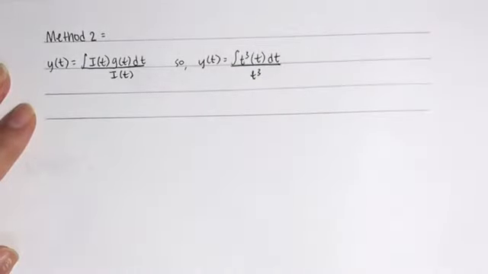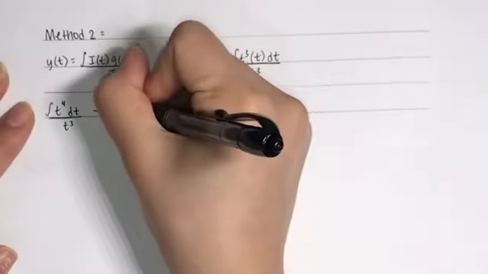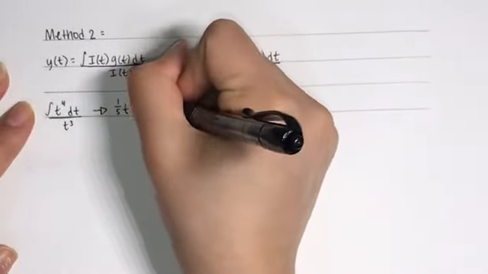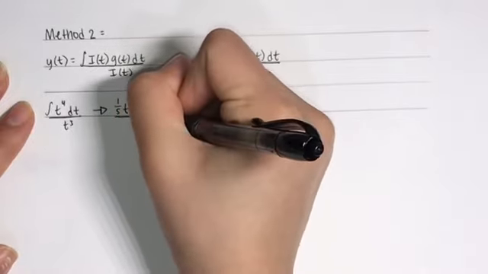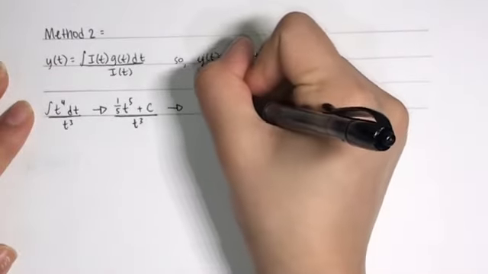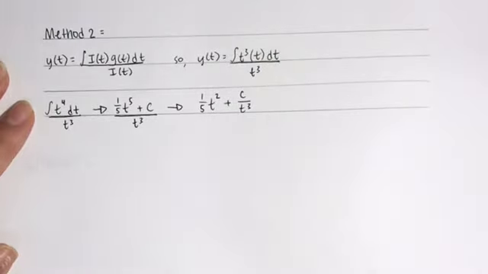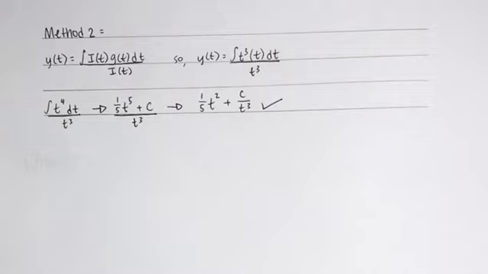G of t is t and not t squared because in step 1, we divided the whole equation by that coefficient in front of y prime. So t squared divided by t is t. The integral of t to the 4th is 1/5 t to the 5th plus a constant c. We keep the denominator the same. And then we divide each term by t to the 3rd. We get the exact same answer as we did for method 1, 1/5 t squared plus c over t cubed.